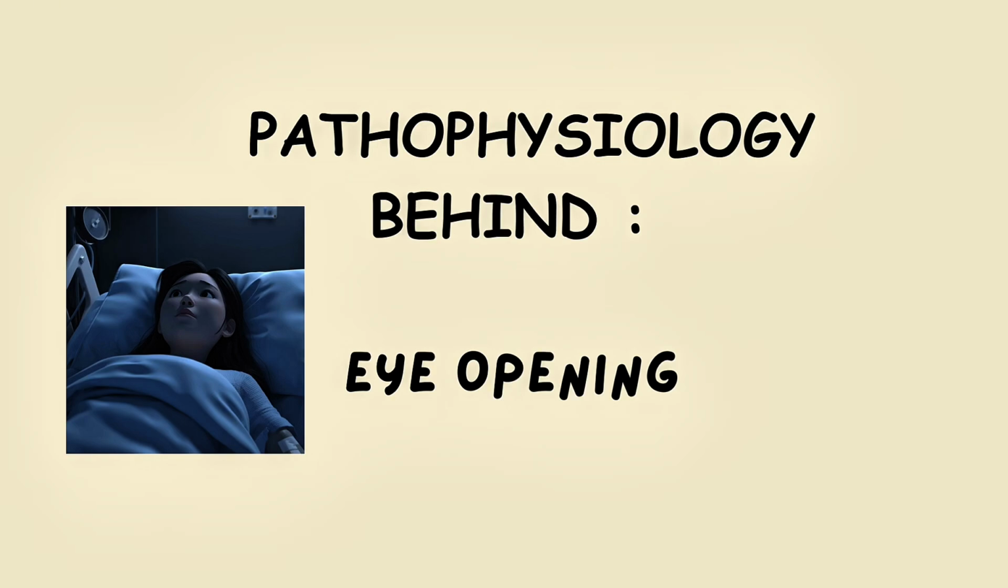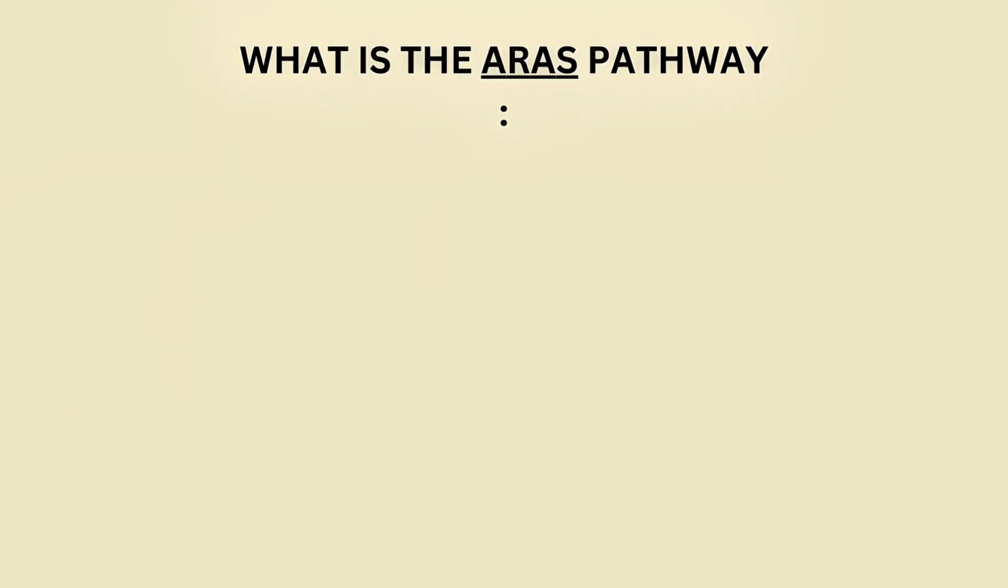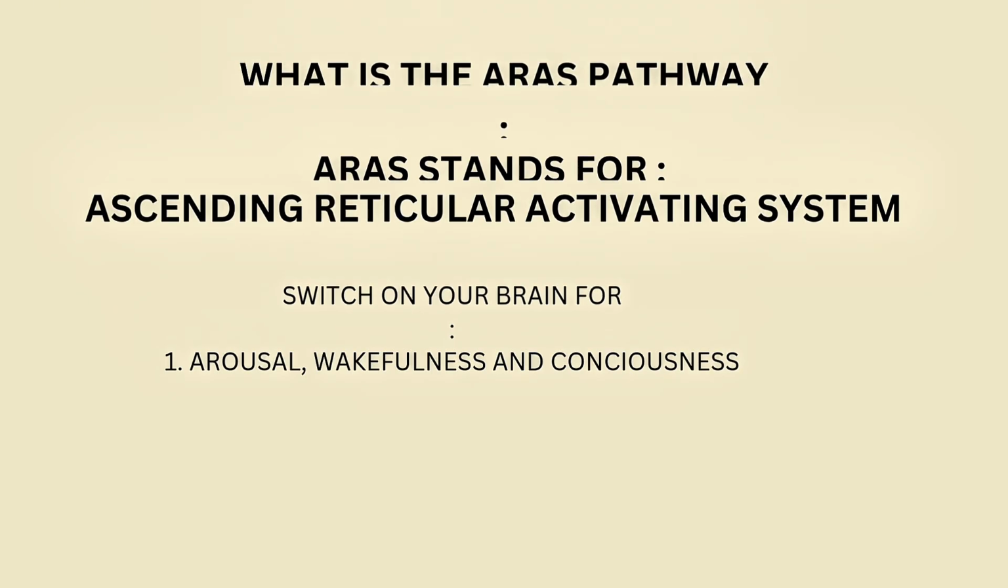What is the pathophysiology behind the eye opening? The key system that we're going to be looking at is the ARAS pathway, the ascending reticular activating system. This system is the brain's on switch for arousal, wakefulness, and consciousness. If ARAS is intact, the patient can be awake. If it's damaged, arousal is impaired.